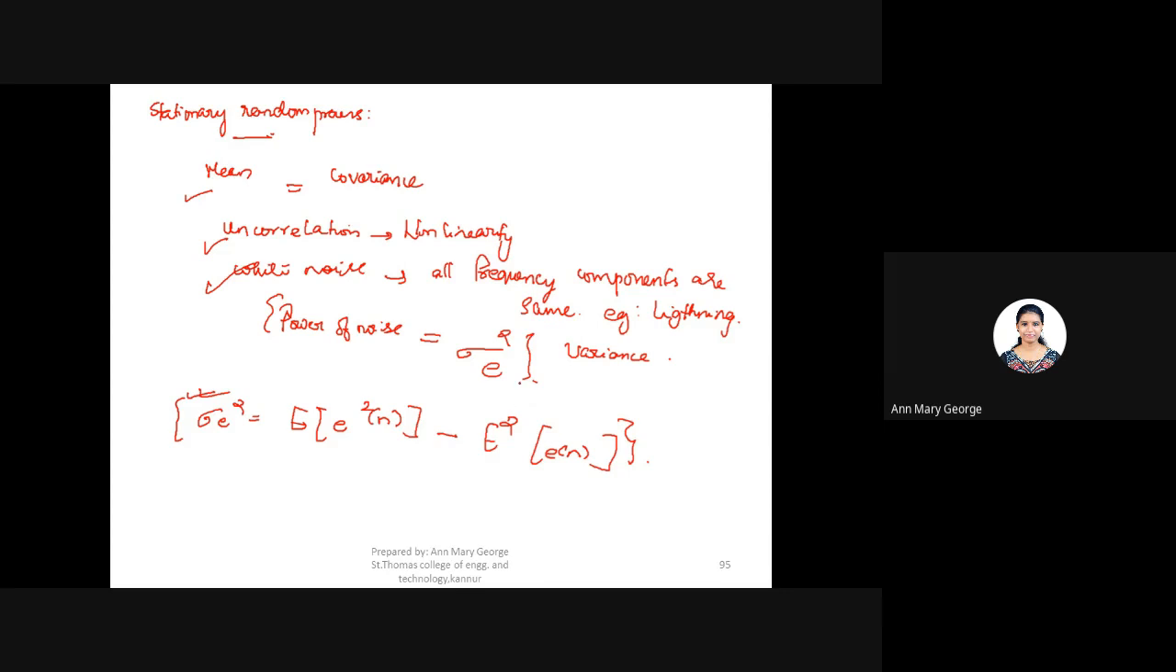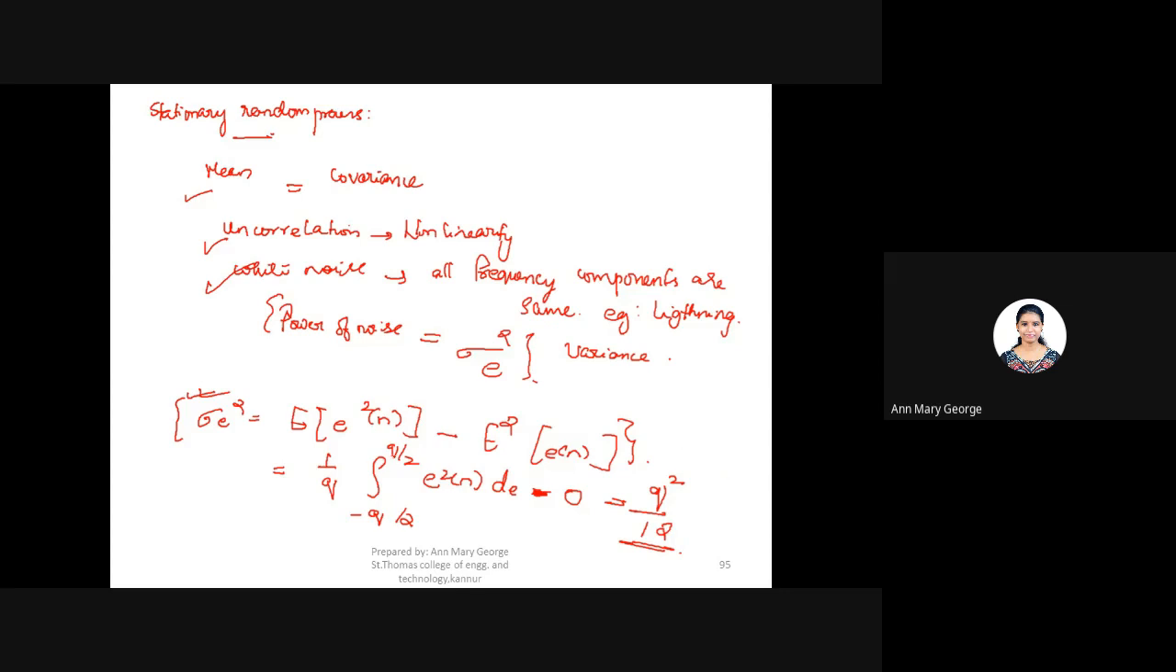Again, we can write this equation as equal to 1 by q, integral over the range minus q by 2 to q by 2, e square of n dE, minus 0. Expectation can be written as 0. After integrating and substituting the limits, we can write the value of this equation as q square by 12.